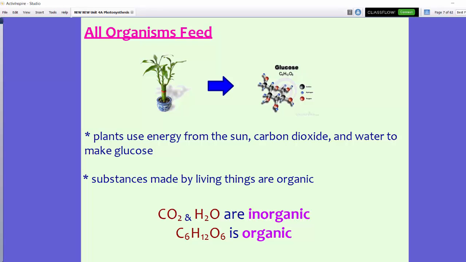So taking a look here, we have carbon dioxide and water. These are our inorganic substances. Now the C6H12O6, this is an organic substance. This is made of carbon, something that all living things are made of, and that's why it's considered organic. Now, not everything with carbon is considered organic. For instance, carbon dioxide here is inorganic. So we have to be careful not to say that all things with carbon in them are organic. But in this case, all living organisms do have carbon in them.